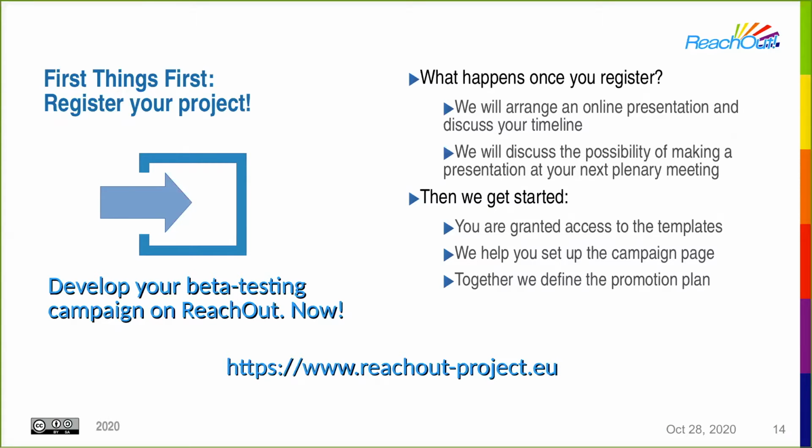And then what happens is, as I said, prior to doing this or after, we can set up a call with you to go through the whole methodology, the timeline. We can also, if you just want to evaluate, just evaluate. If you need to, as I said, we can run a quick presentation during one of your plenary meetings if you want to. And then once you get started, you've got access to all the templates. You can set up the campaigns, and we can help you together define the promotion plan, how you're going to reach the beta testers.